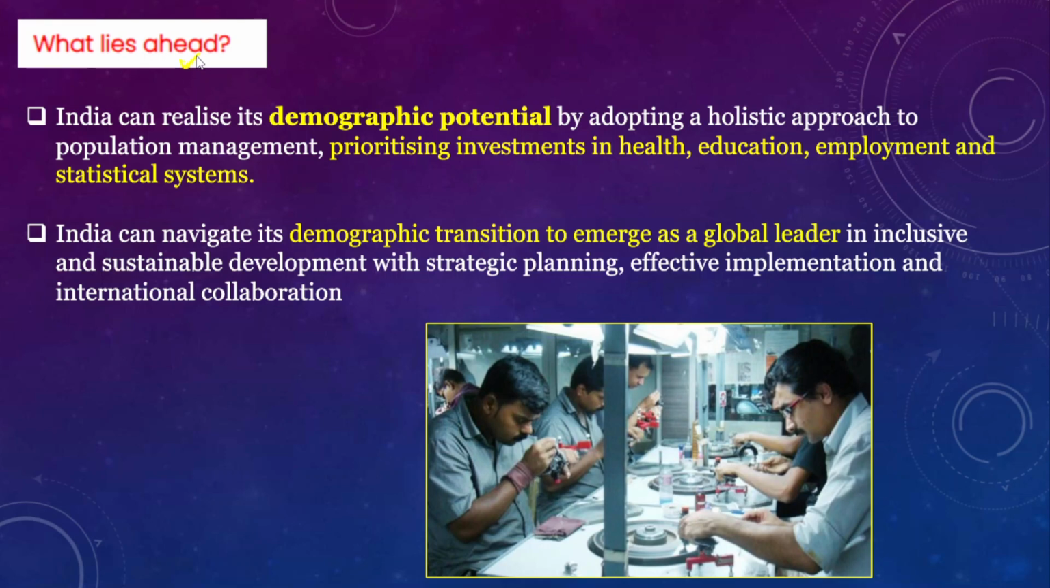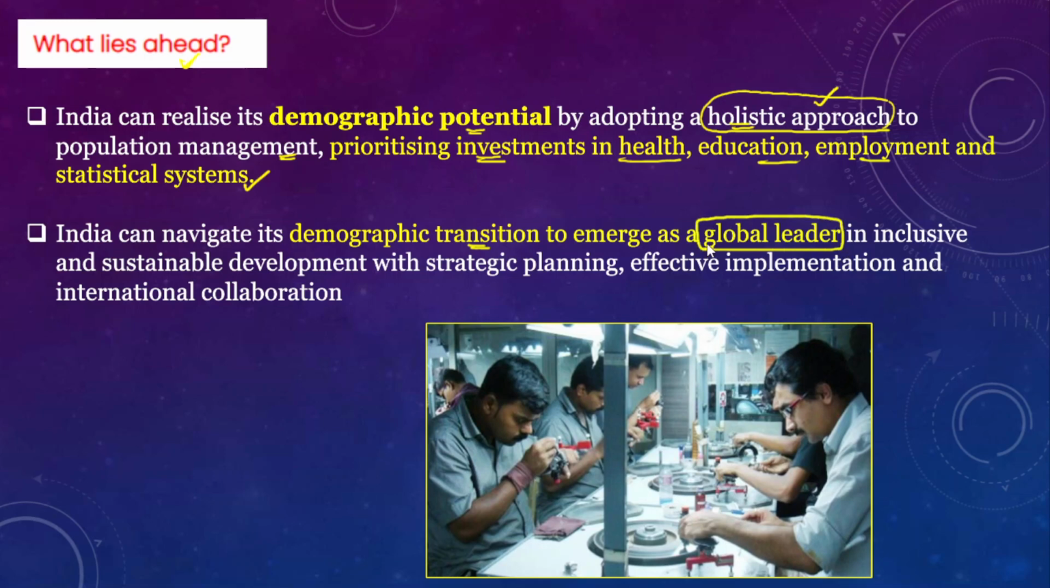So what lies ahead? What is the way forward in the context of India's demographic dividend? There is no doubt that India can leverage its existing demographic potential if India focuses on human resources development, gender equality, skill development, and vocational training by adopting a holistic approach. This holistic approach involves the measures that we have already discussed in earlier parts of this lecture. It requires right population management and prioritizing investment in health, education, employment, and statistical systems. So India can navigate its demographic transition to emerge as a global leader.